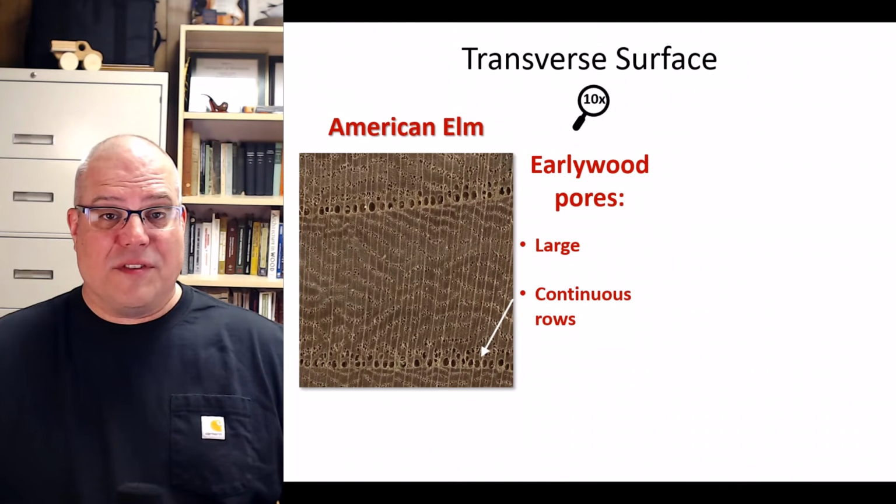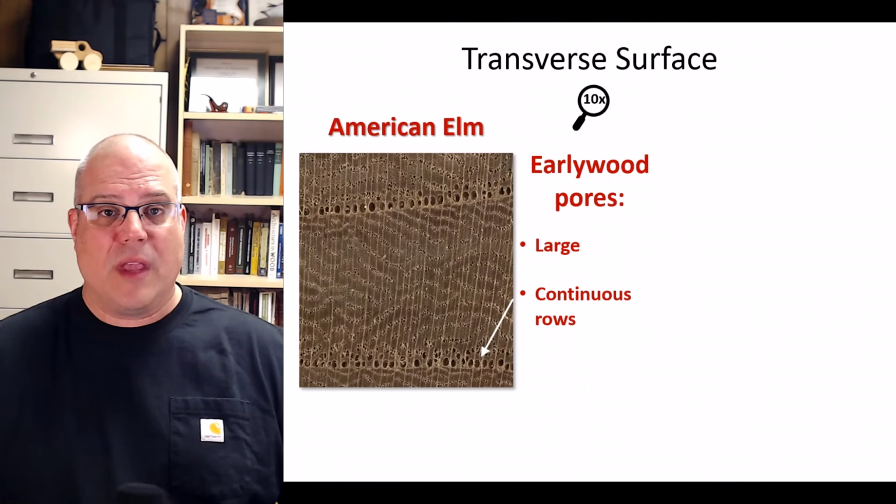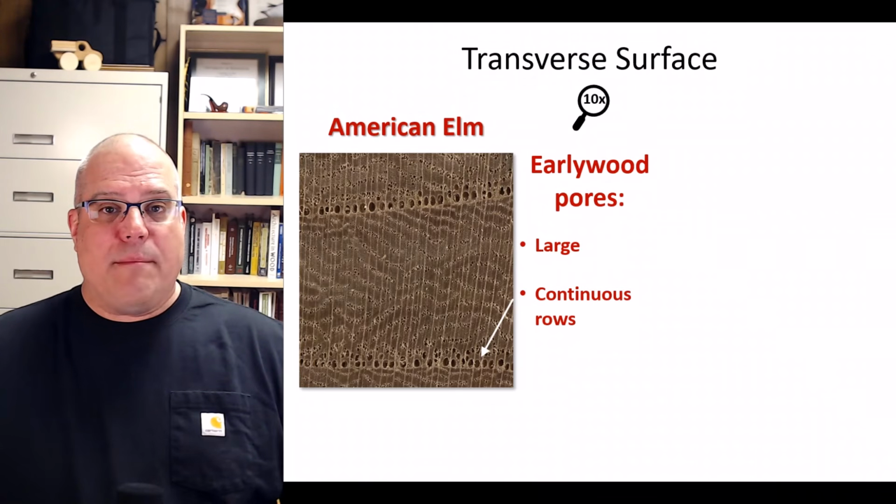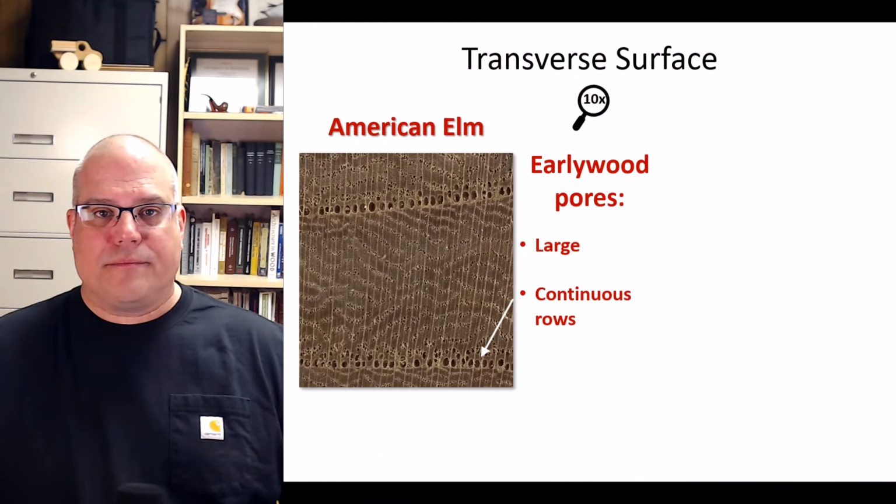Now for some key differences. The early wood pores are typically larger in American elm than in the hard elms. In addition, that single row of larger early wood pores tends to be more or less continuous. An early wood pore might be missing once in a while, but nothing you would call a large gap.